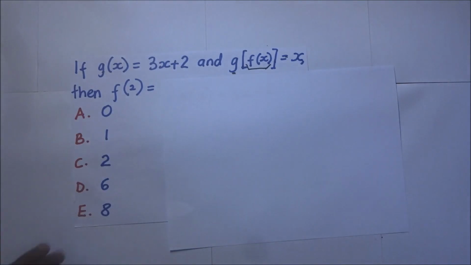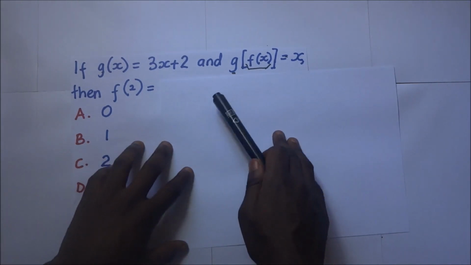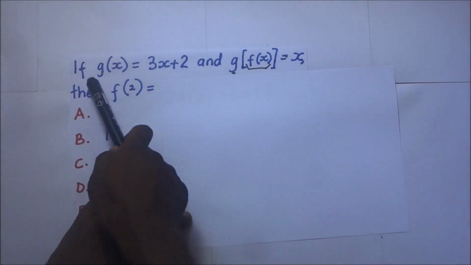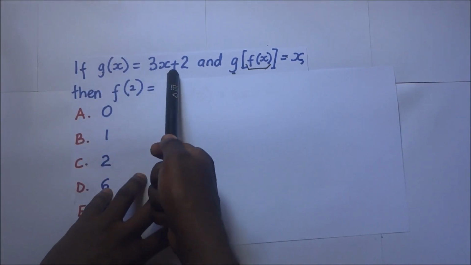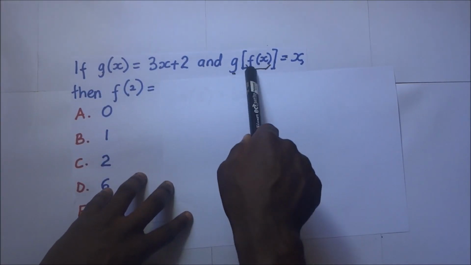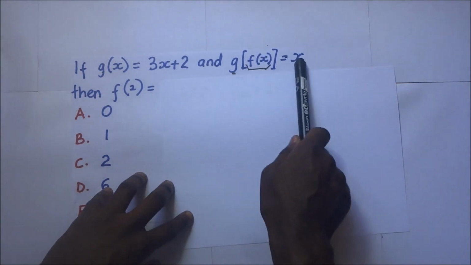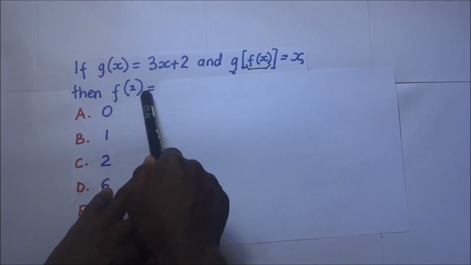So we're having this question that looks related to question number 3, the one we had done a while back. It's telling us that if g of x is giving us 3x plus 2 and g of f of x is giving us x, then find f of 2.